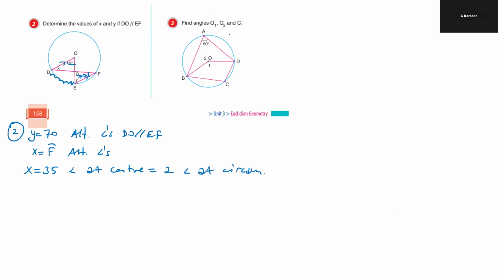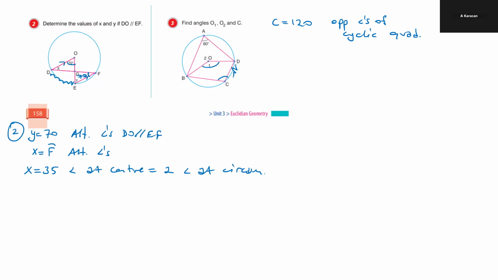Find angles O1, O2, and C. So in order to get C, you can see that ABCD is a cyclic quadrilateral. So C plus 60 will be 180. So C must be 120. Reason is opposite angles of cyclic quadrilateral.